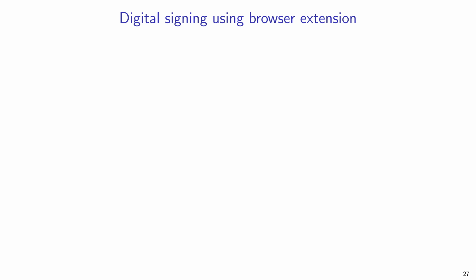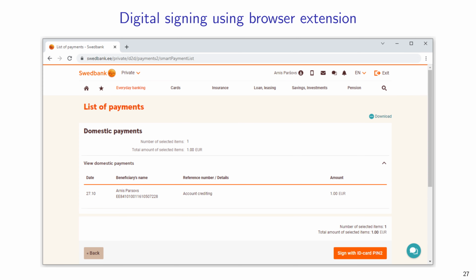Digital signing using a browser extension is a very popular way of creating digital signatures. Most digital signatures are not created using the DigiDoc application, but are given in a web environment when a website requests us to sign something. Here's an example from online banking. So I have created a payment transaction and now I want to confirm it. To do that, I click here on Sign with ID card PIN 2.